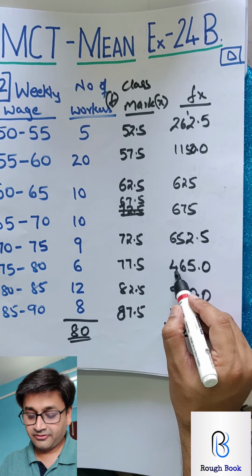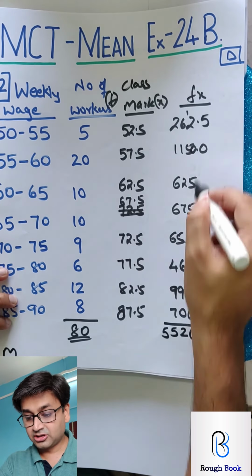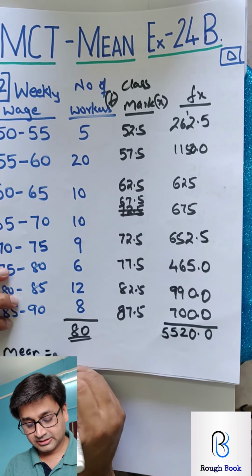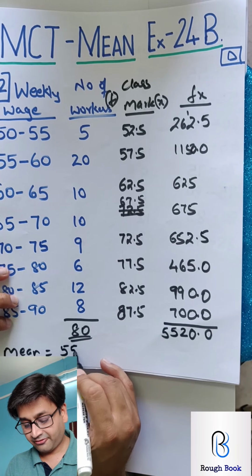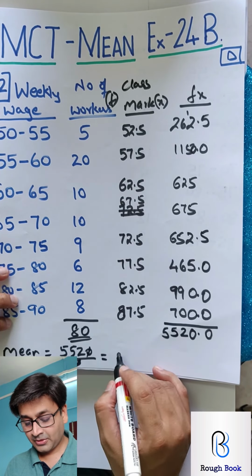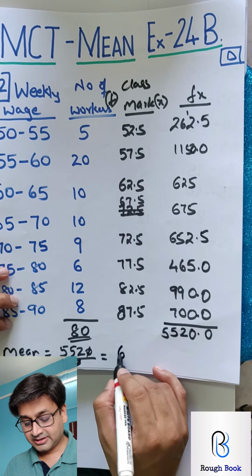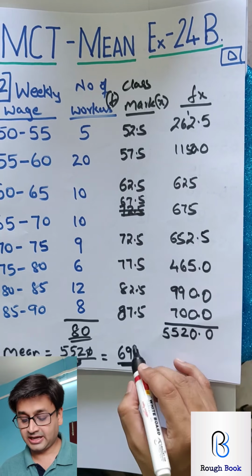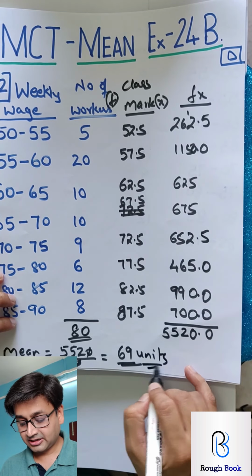I hope we are correct. We will recheck this total in case we get a wrong answer. So mean is summation fx, 5520 divided by 80. So zeros get cancelled. 8 6s are 48. So I get 72, 72, so 9. So my answer should be 69 units. And that is the correct answer.